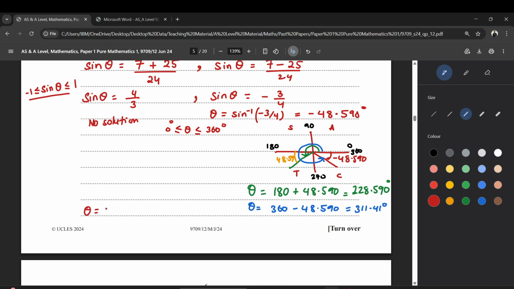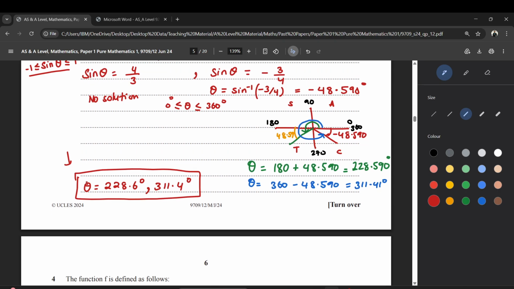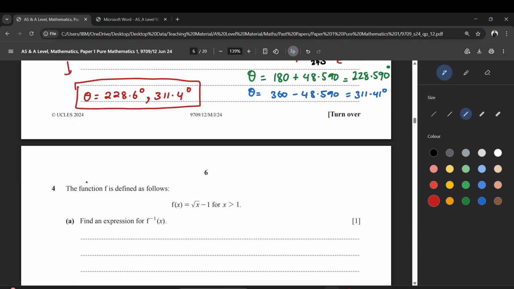Okay, finally, I'm going to write my answers, that theta is equal to, to one decimal place, 228.6 degrees and 311.4 degrees. Okay, that would be my final solution. So make sure that you give your answer at the end in this form, where you have all the results and then just put them in a box or something. All right, that is the end of question number 3.